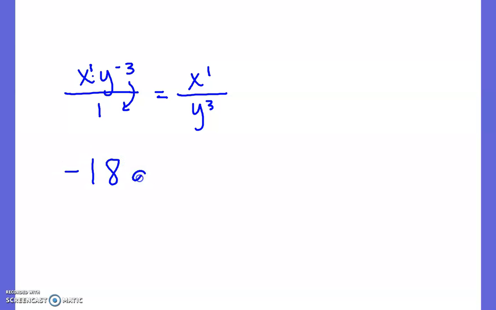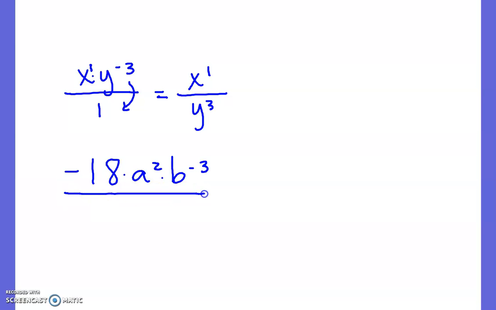Negative 18, a squared, b to the negative third. We have never moved negative numbers in our entire life, okay? So just because a number is negative does not mean we start moving it. We are only moving negative exponents, okay? So, again, each term is separate. This negative 18 is by itself, a squared is by itself, and b to the negative third is by itself. They do not belong to each other.